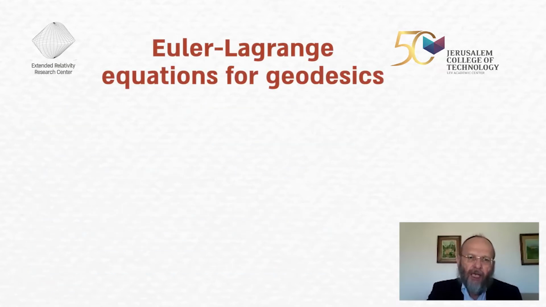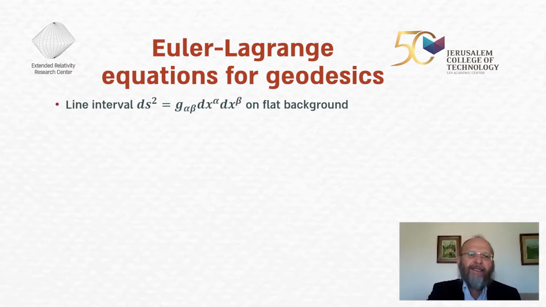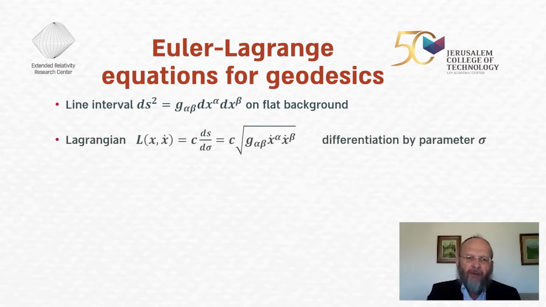I recall the Euler-Lagrange equations that we saw in lecture number 4, I think. And here we use the line interval to measure real distances from the distances on the map, on the flat background, the x alpha and x beta measured on the background. And we introduce a Lagrangian, which is c ds/d sigma, where sigma is the parameter on our line. You have to be able to measure the distance. Now, we introduce the c to make it similar to the known quantities in physics, but you can work without c.